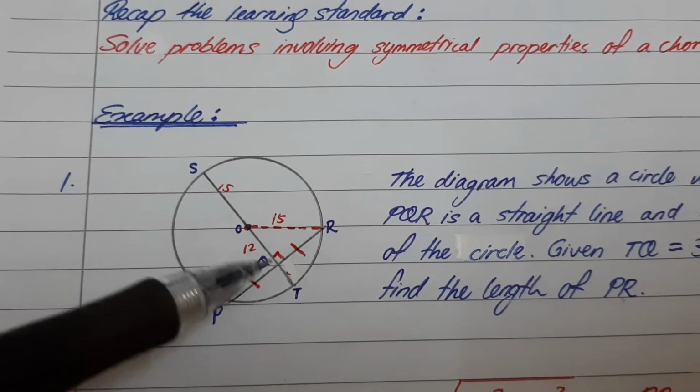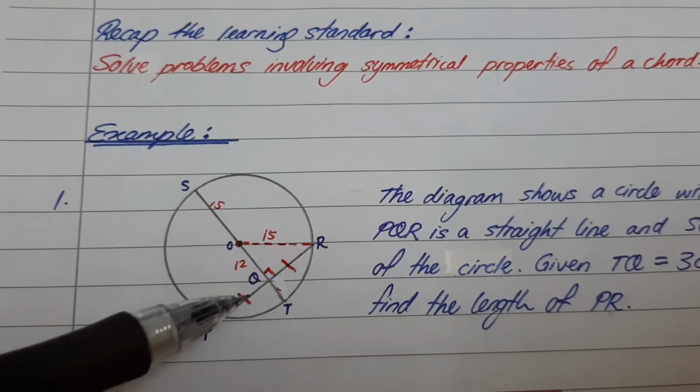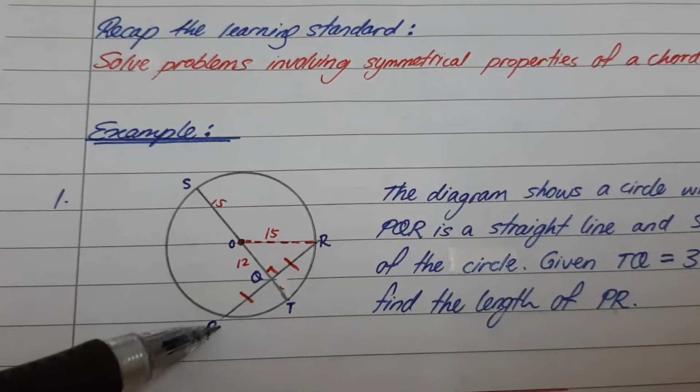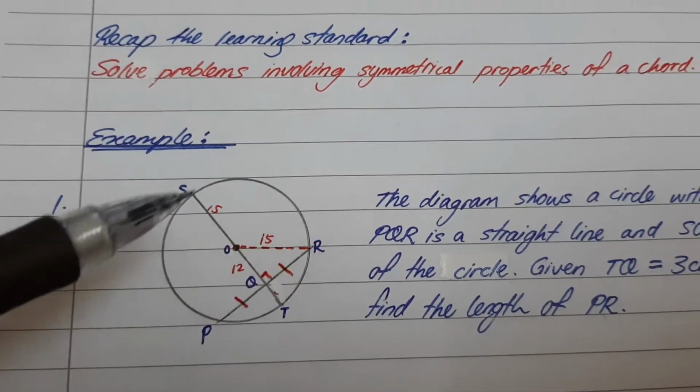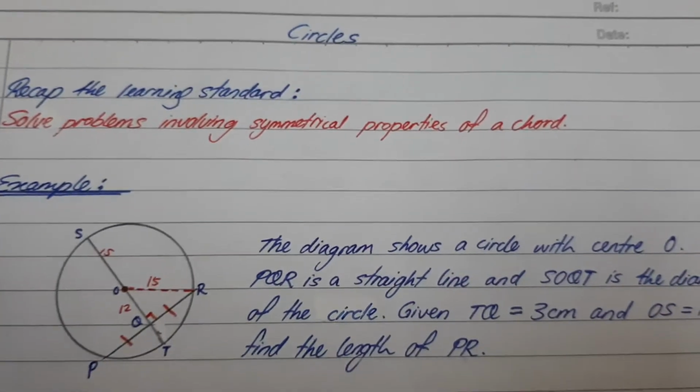And what happens when the radius cuts the chord? It will divide the chord equally in half. That means PQ and QR have the same value. Now, based on that concept, let's see the question here.